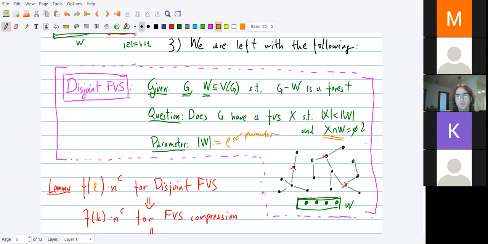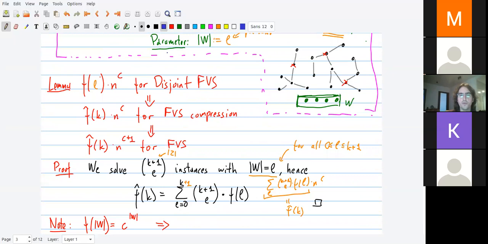Okay, shortly: we want to solve feedback vertex set compression. How do we solve it? We branch into 2^k+1 instances of disjoint feedback vertex set. In each of these instances, we fix a different set X_Z of vertices from Z that should be included in the solution. Then we remove those vertices X_Z from Z, call the rest W, and run the algorithm for disjoint feedback vertex set.